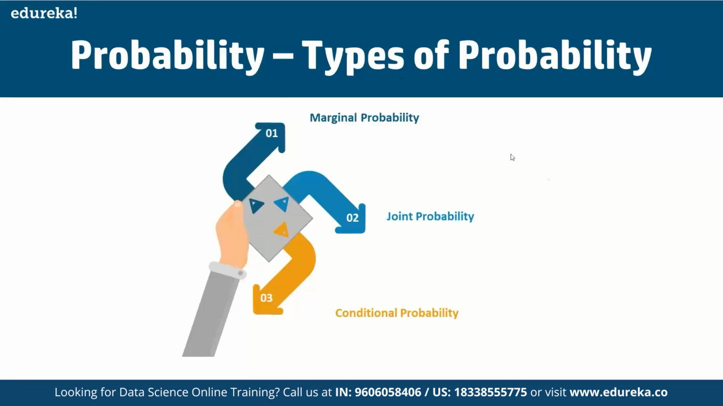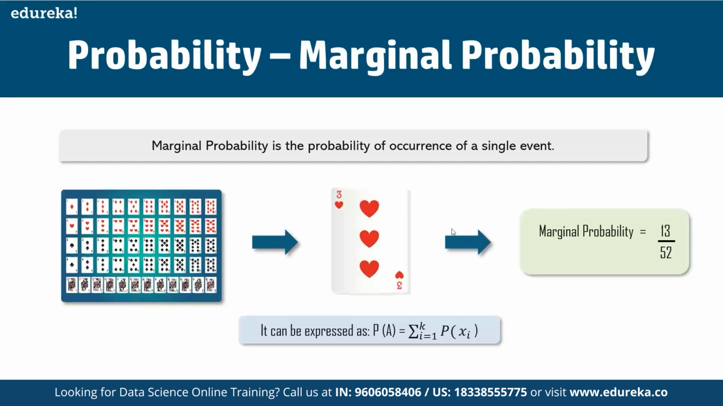We have probability. The different types of probability are marginal probability, joint probability, and conditional probability. Joint probability is something we've already seen. So let's see what is marginal probability and conditional probability. Marginal probability is our basic probability. It is the probability of occurrence of a single event.